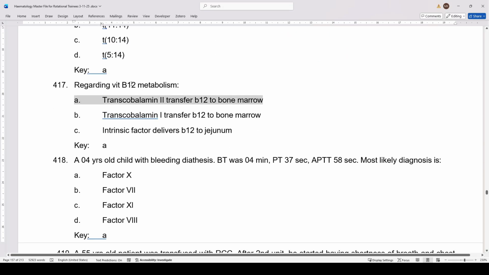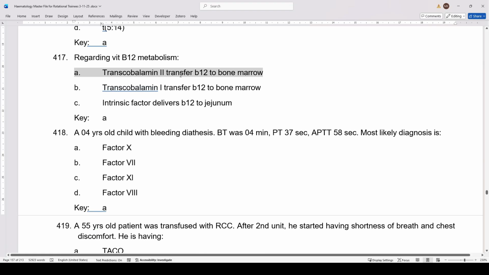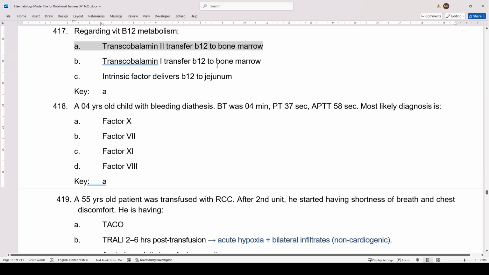Next is regarding vitamin B12 metabolism. Which one is correct? Transcobalamin 2 transfers B12 to bone marrow, transcobalamin 1 transfers B12 to bone marrow, or intrinsic factor delivers B12 to jejunum. No, it delivers to the ileum. So the top one is correct. Transcobalamin 2, TC2, transfers B12 to the bone marrow.